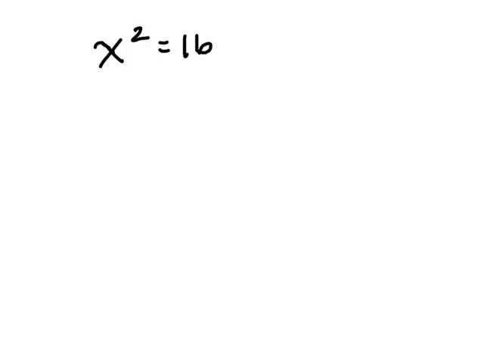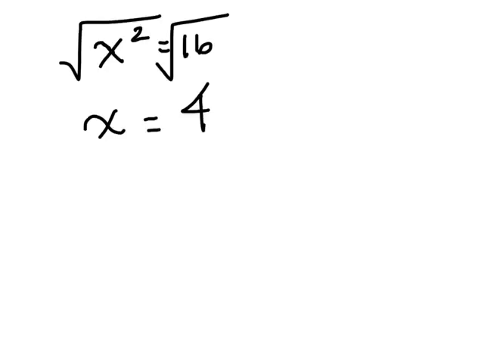The inverse operation of a square is to take the square root, so my next step I'm going to do is take the square root of both sides, and I have to do it to both sides to keep the equation balanced. When I take the square root of x squared, I'm left with x. And on the right side, when I take the square root of 16, I have 4, because 4 times 4 equals 16. So I found my solution that the square root of 16 is 4.